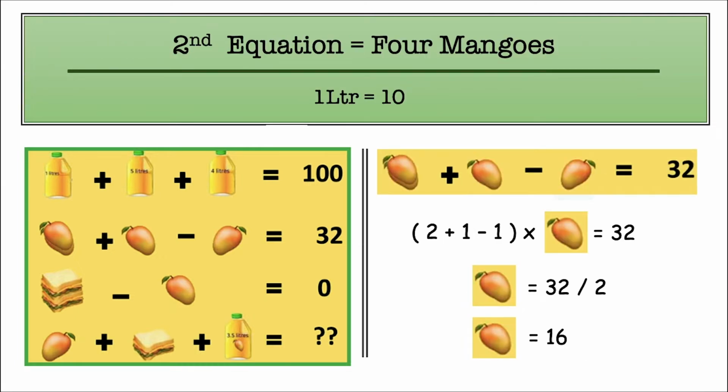Now solving our second equation. In the second equation, we have got 4 mangoes. So putting out the mangoes here and solving the equation, it is 2 mangoes, 2 plus 1 minus 1. So I've taken this as common, into mango is equal to 32. On solving this equation, we will get 1 mango is equal to 16. So this is the end of our second equation. By the end of the second equation, we have got two values, that is 1 liter of mango juice is equal to 10 and 1 mango is equal to 16.